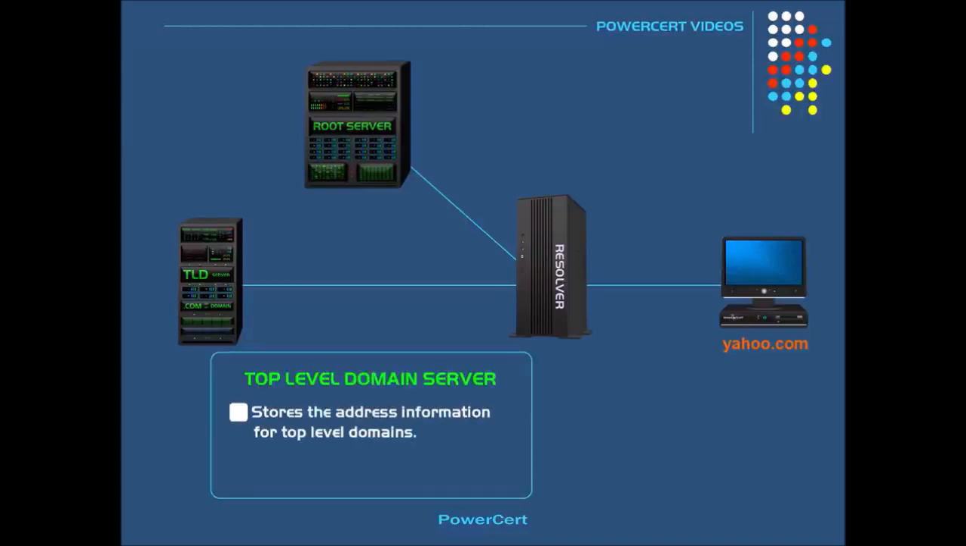The top-level domain server stores the address information for top-level domains such as .com, .net, .org, and so on. This particular TLD server manages the .com domain, which yahoo.com is a part of. So when the TLD server receives the query for the IP address for yahoo.com, the TLD server is not going to know what the IP address is for yahoo.com. So the TLD will direct the resolver to the next and final level, which are the authoritative name servers.